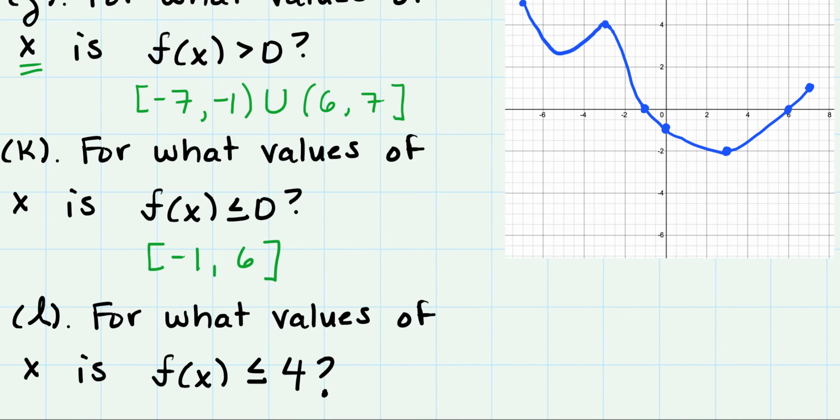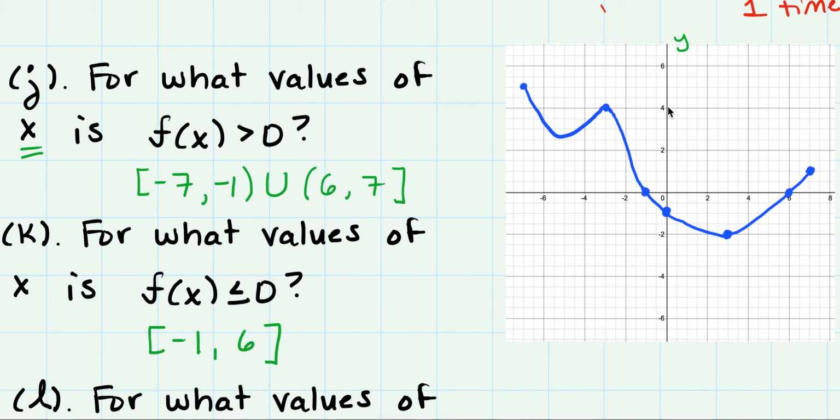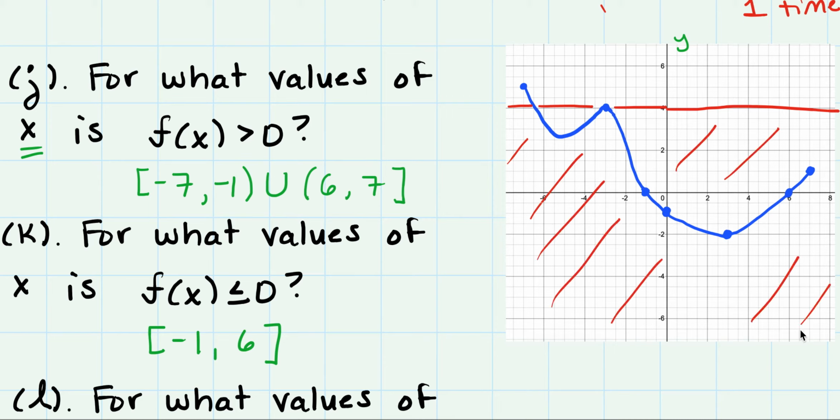The next problem says, for what values of x is f of x less than or equal to 4? Let's find 4. It's right here. Let me do it in a different color so we don't confuse it with the graph. So we want the values of x that were less than or equal to 4. So anything in this region.